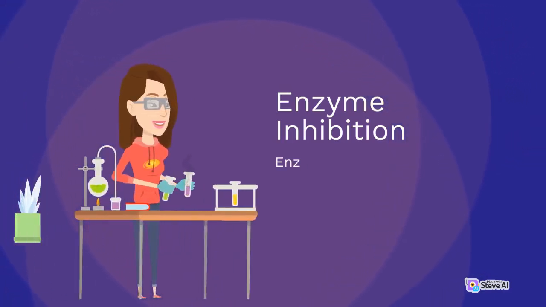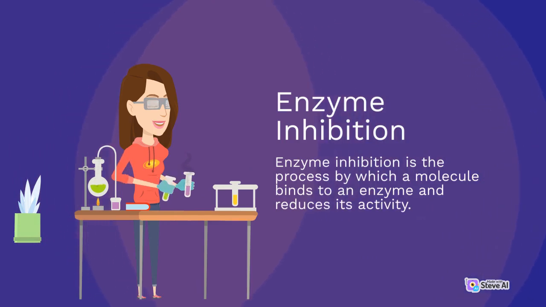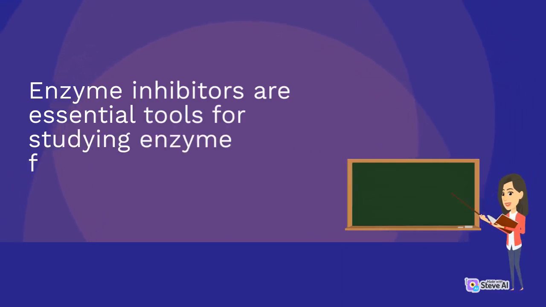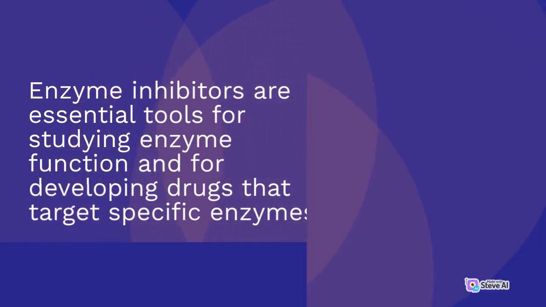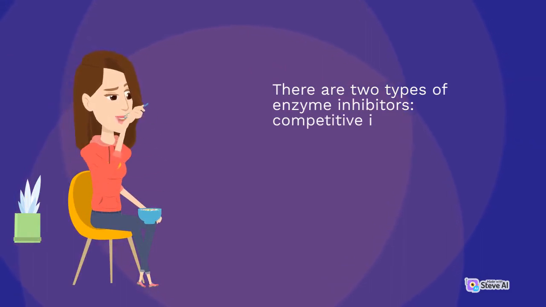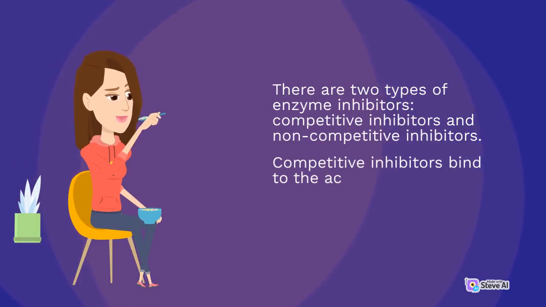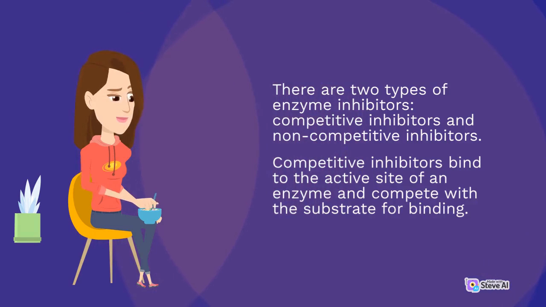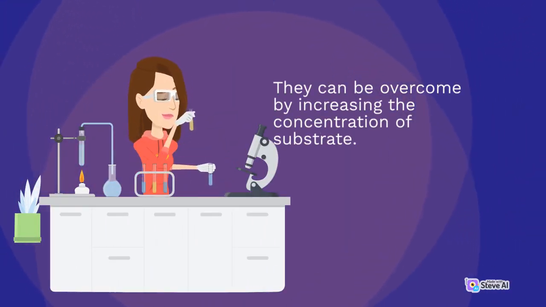Enzyme inhibition. Enzyme inhibition is the process by which a molecule binds to an enzyme and reduces its activity. Enzyme inhibitors are essential tools for studying enzyme function and for developing drugs that target specific enzymes. There are two types of enzyme inhibitors: competitive inhibitors and non-competitive inhibitors. Competitive inhibitors bind to the active site of an enzyme and compete with the substrate for binding. They can be overcome by increasing the concentration of substrate.